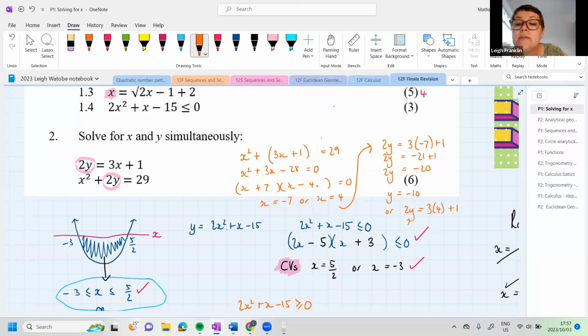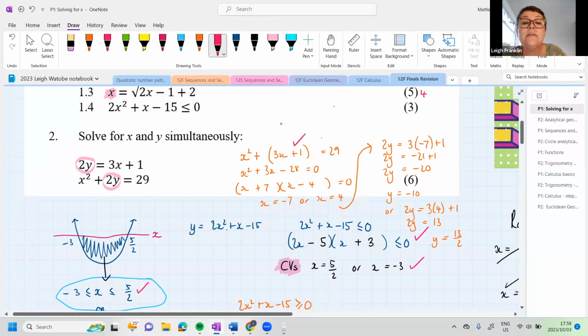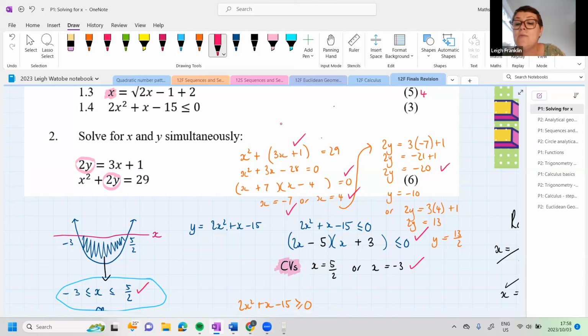Is that correct? Yes, so 2y would be equal to 13, so y would be equal to 13 over 2. That's it, quite right. Okay, so 6 marks: subbing in, factors or quadratic formula, both solutions for x, both solutions for y, or maybe what they did is gave you 1, 2, 3, 4, 5, 6. There we go. All right, I'm done.